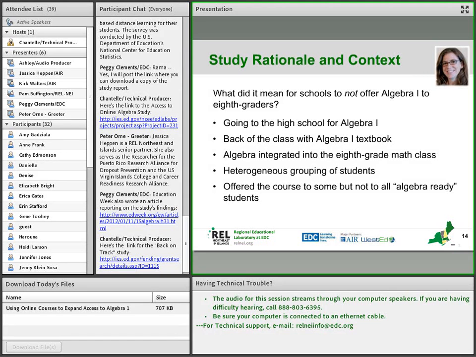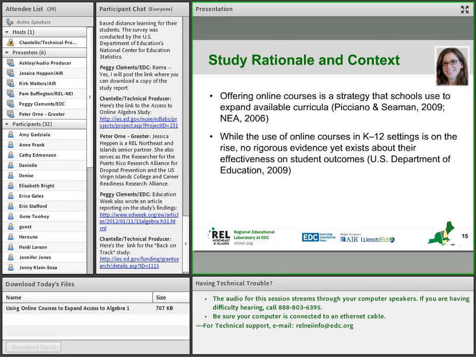And we knew that some of the schools did offer the course to some, but not to all, of their algebra-ready students, so that access to students considered ready was limited. And all of these situations were considered places where broadening access to a formal Algebra I course could potentially benefit some students. So, of course, enter the online course.